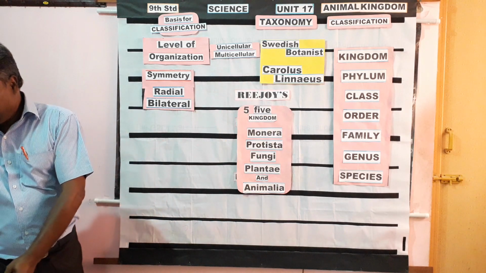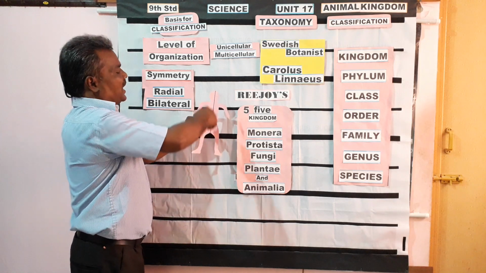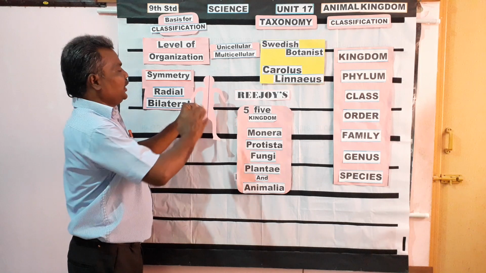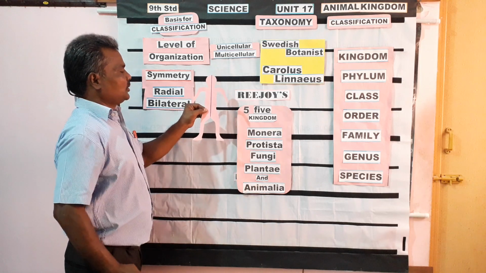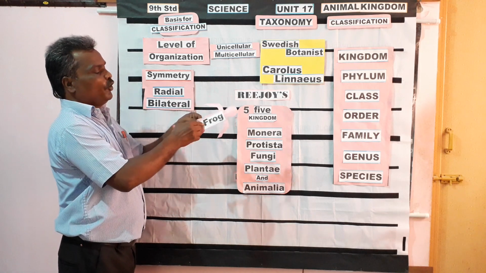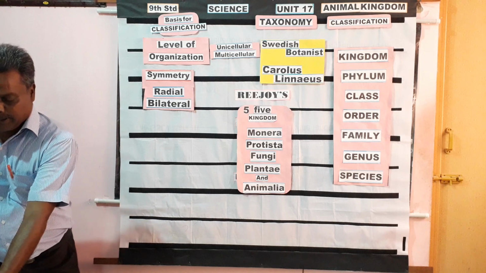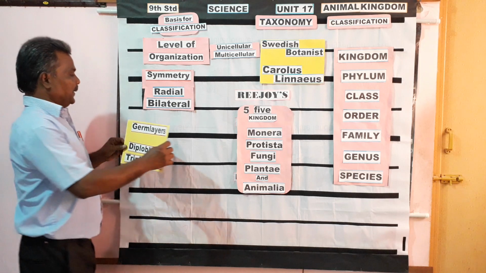Next, bilateral symmetry. If animals are cut through the central axis and we get only two equal halves, that's called bilateral symmetry. For example, frog and man. Okay. Next, germ layers.